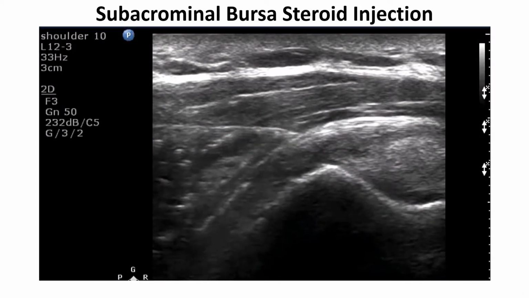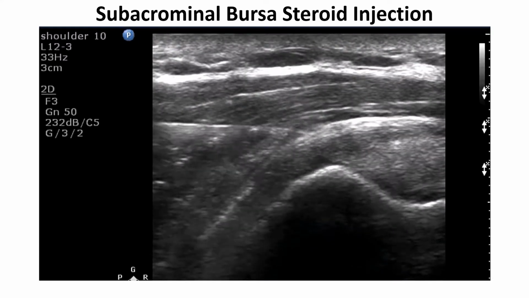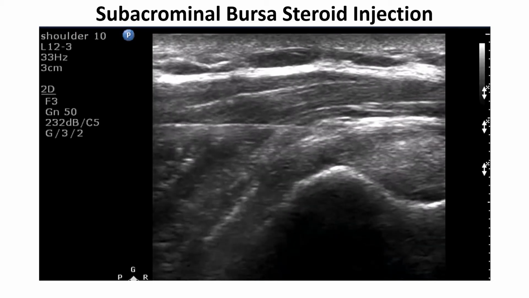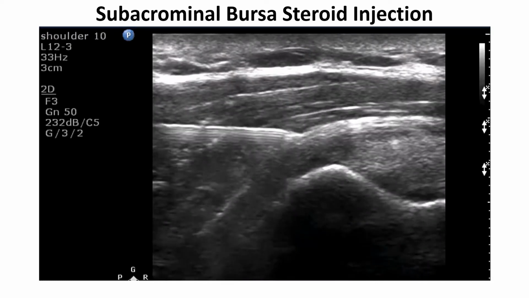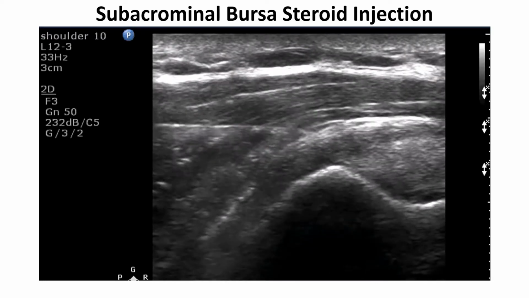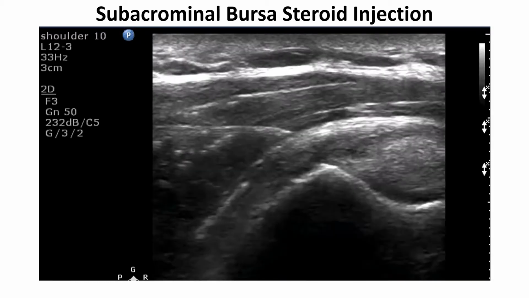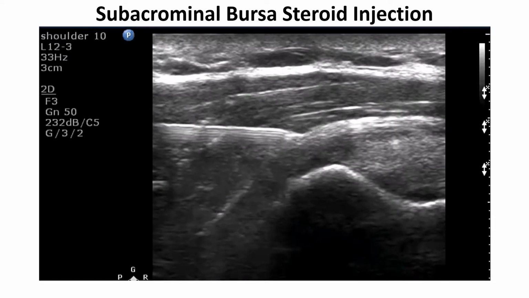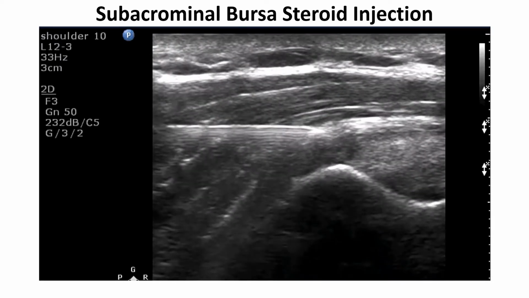This video demonstration shows the needle advancing between the supraspinatus tendon and the overlying deltoid muscle. Please note that as the needle goes into this area where the bursa is located, the injectate will distend the bursa, and you frequently will see the steroid injected and distending the bursa.